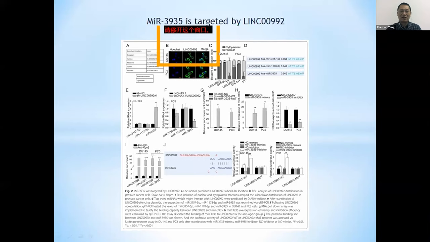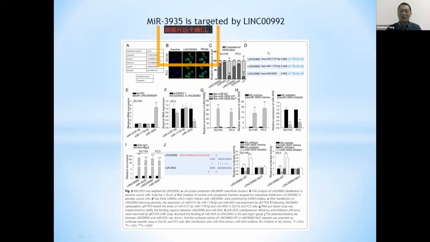And in picture C, we extracted RNAs from cytoplasm and nucleus, and then we did RT-PCR to measure the expression of the gene in the cytoplasm and the nucleus. We can see the expression level of this gene was much higher in the cytoplasm than in the nucleus. So we can see the gene link 0092 was located in the cytoplasm, not the nucleus. So that's the result of pictures A, B, C.